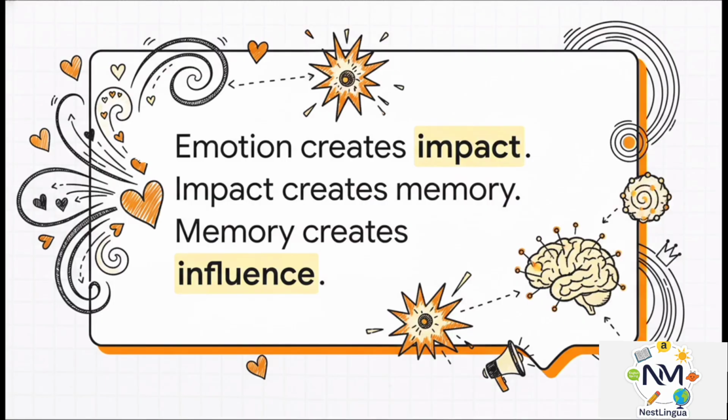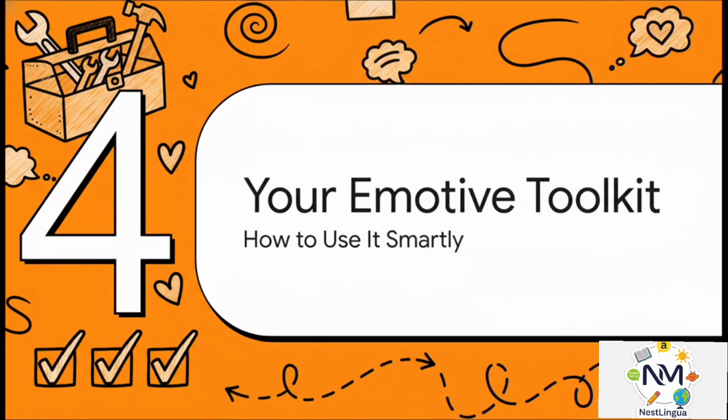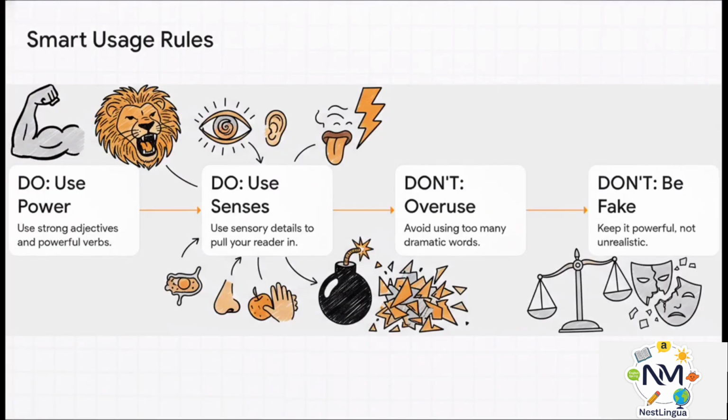And really, it all boils down to this one simple truth. Emotion creates impact. That impact creates a memory. And that memory, that's what creates influence. If you want your writing to stick with someone, you have to make them feel something. Okay, so you're ready to start using this, right? Let's open up the toolkit and give you some simple rules, some do's and don'ts, so you can start using this smartly. First up, the do's.